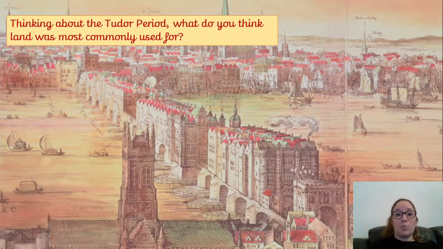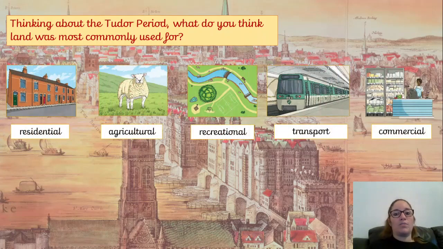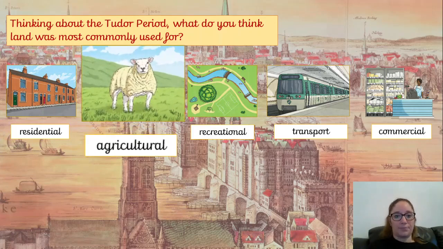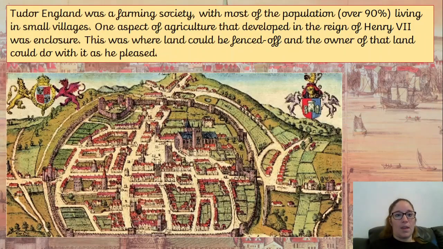Thinking about the Tudor period, what do you think land was most commonly used for? So which of these 5 do you think land was the most used for? Okay, if you said agricultural, you would be correct. Tudor England was a farming society with most of the population, over 90%, living in small villages.